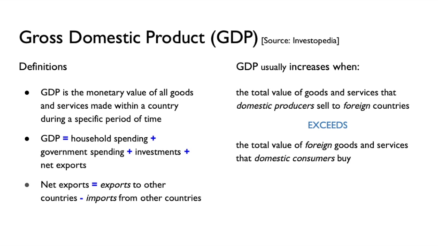GDP provides an economic snapshot of a country and is used to estimate the size of an economy and growth rate. The GDP of a country tends to increase when the total value of goods and services that domestic producers sell to foreign countries exceeds the total value of foreign goods and services that domestic consumers buy. With that background knowledge, let's get back to the article.